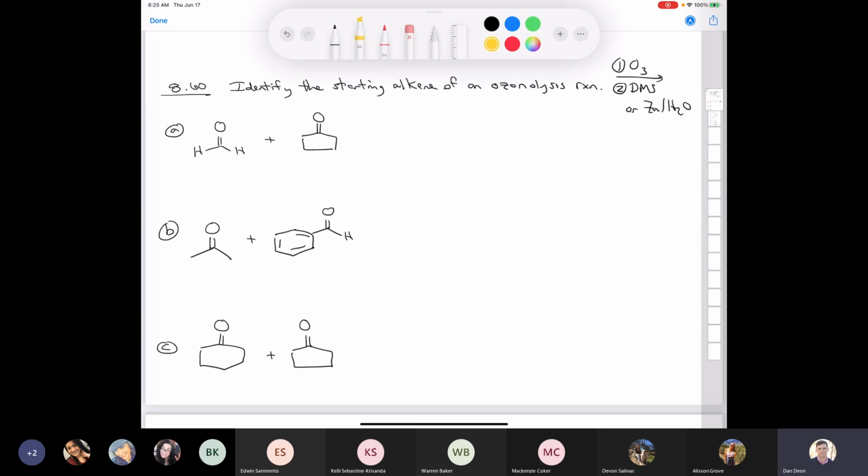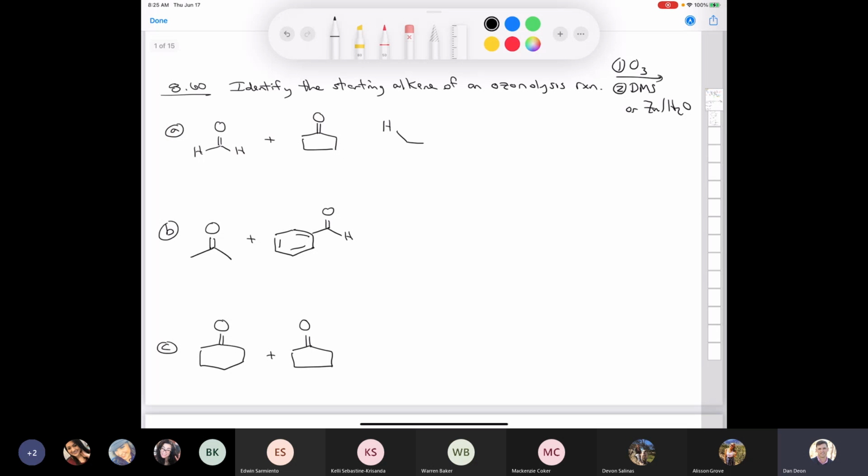We haven't looked at ketone or aldehyde nomenclature. That's covered in organic chemistry too. But this is formaldehyde, which you've all heard of before, and this is cyclopentanone. So how do you figure this out, right? What alkene would I start with to treat with ozone and end up with these two carbonyl compounds, this aldehyde and this ketone? Well, all you have to do is literally take them.